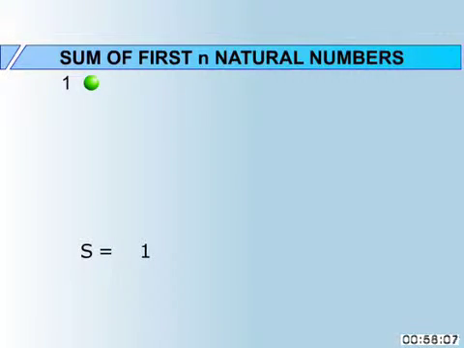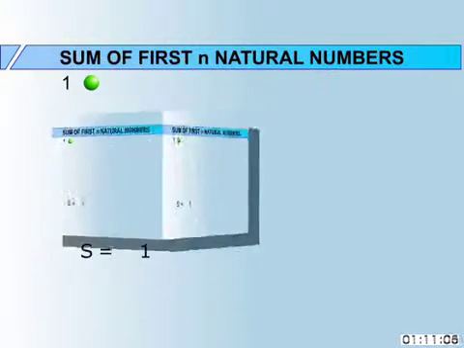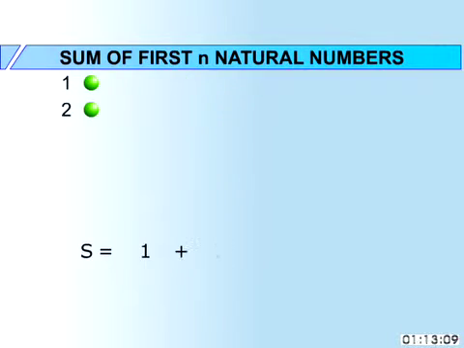Sum of first n natural numbers. If we have only one natural number, that is 1, then the sum of natural number 1, that is s, is equal to 1. If we have two natural numbers, that is 1 and 2, then the sum of natural numbers 1 and 2, s, is equal to 1 plus 2, which is equal to 3.